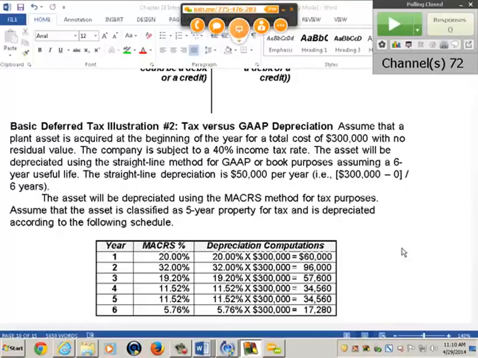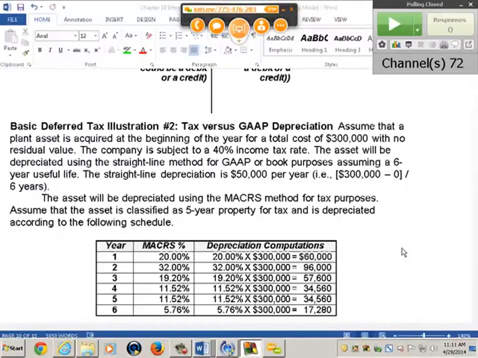So if you look up at the screen, you'll see that we had a company with the acquisition of a $300,000 asset. The asset is going to be depreciated on a straight line basis for GAAP purposes, no scrap value, over a 6-year period, so that the GAAP depreciation is always going to be $50,000. That's under the straight line basis.